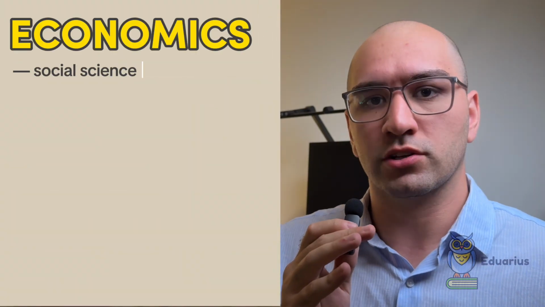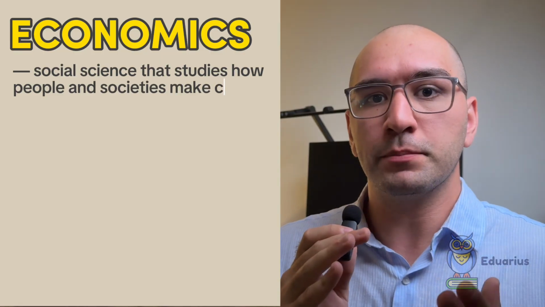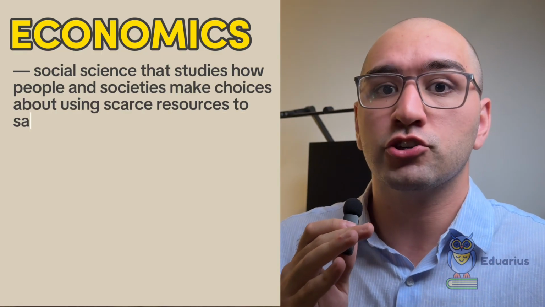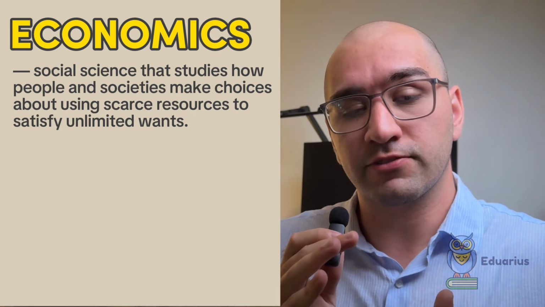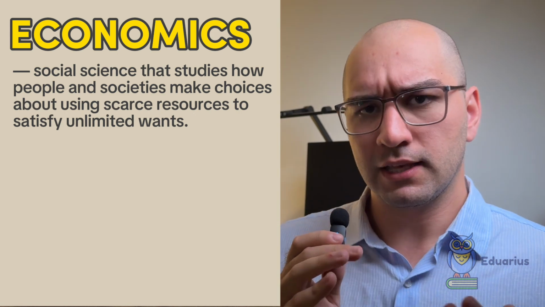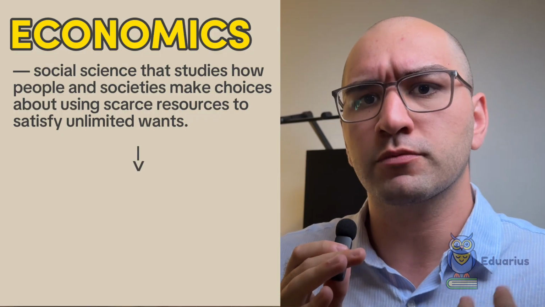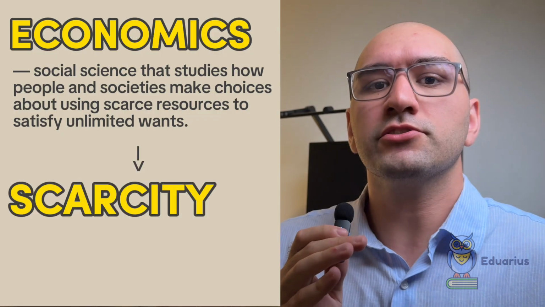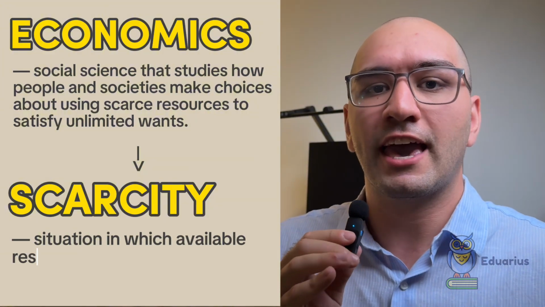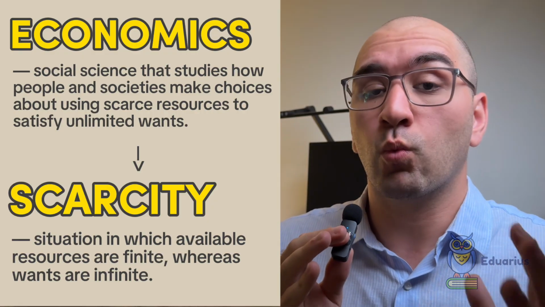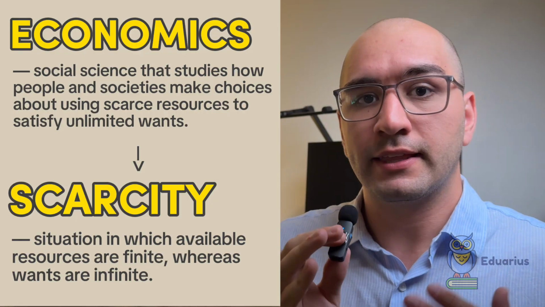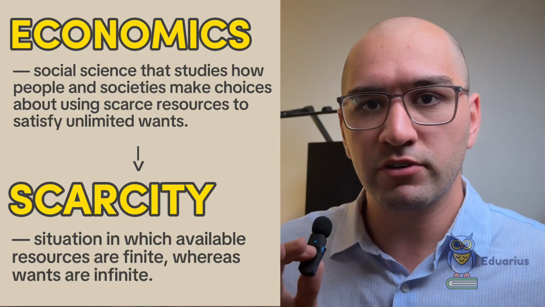We start with understanding the nature of economics. What is economics? Economics is a social science. It studies how people and societies make choices about using scarce resources, of course, to satisfy unlimited wants. It leads to the basic economic problem, scarcity. Scarcity is a situation in which available resources are finite, whereas wants are infinite. It happens because resources are very limited.